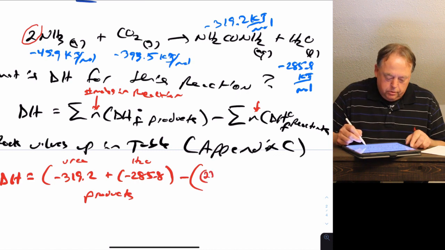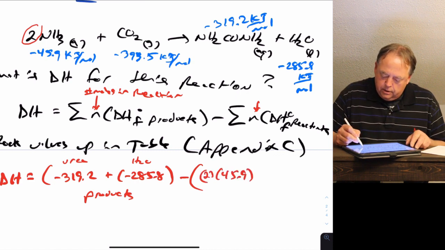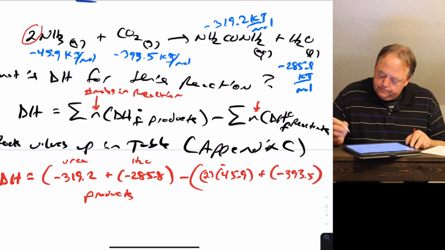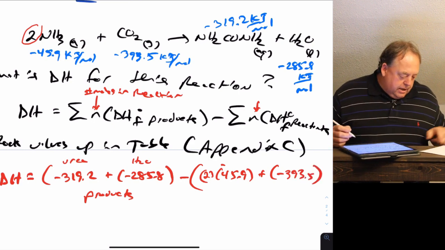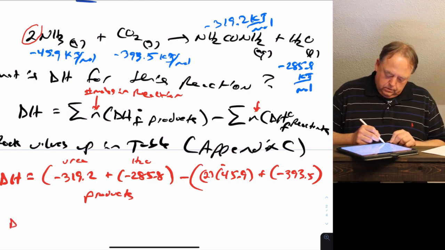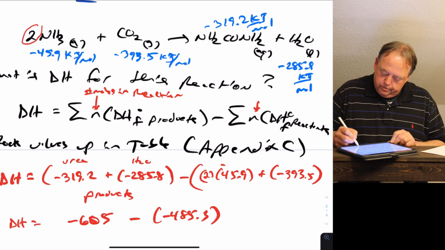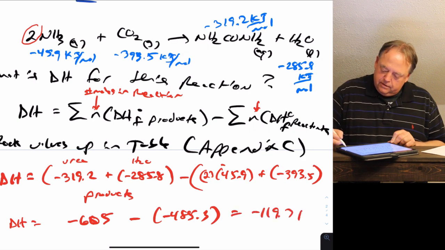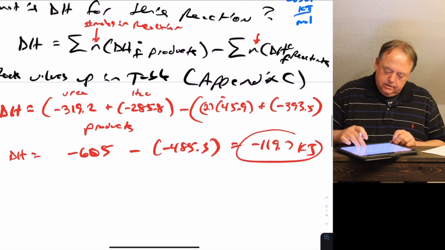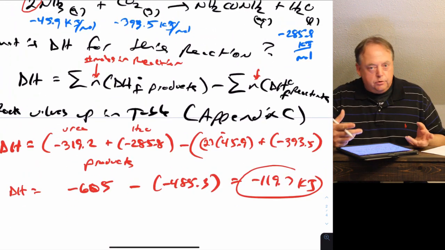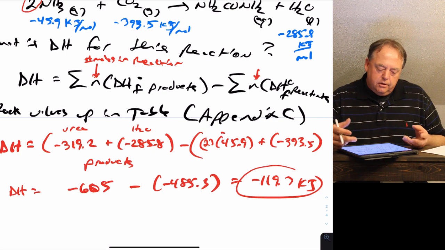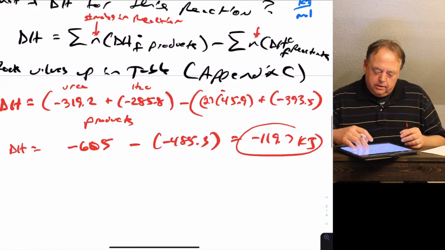We have 2 ammonias, so we take negative 45.9 times 2 and add that to the negative 393.5. If we calculate that out, negative 605.0 minus negative 485.3, and we get negative 119.7 kilojoules. So delta H for this reaction, you don't even have to do the reaction in the lab to measure the heat change. You can just look these values up in a table and then calculate what the heat change would be.